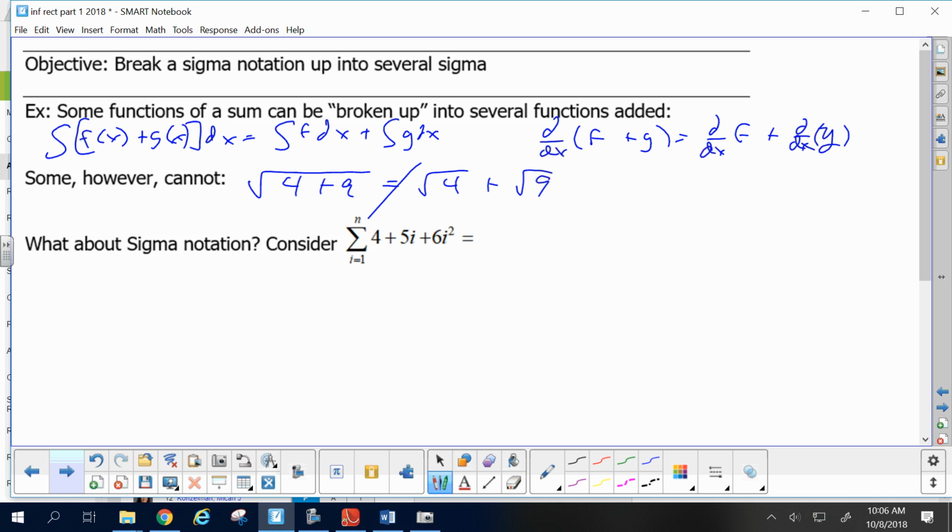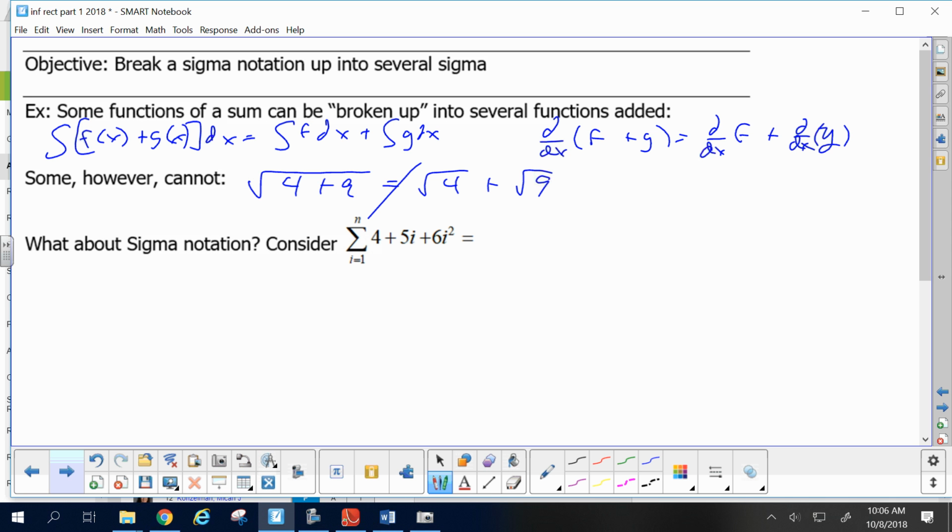Well, what about sigma notation? Can I split this up into lots of little functions? Feels like yes or feels like no? Okay, not sure, and you're right to not be sure. So let's develop it, shall we?